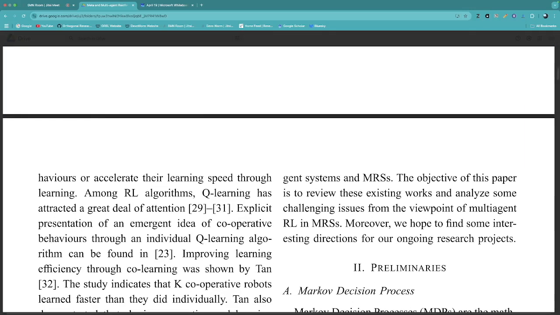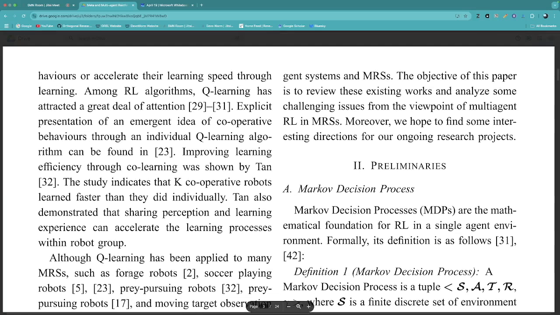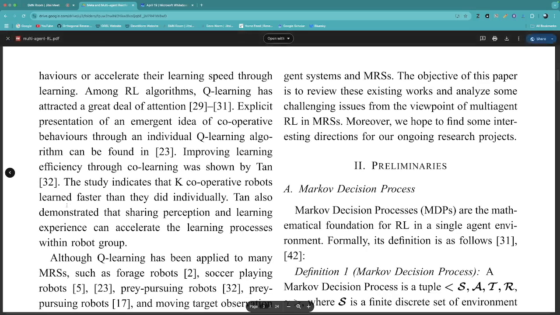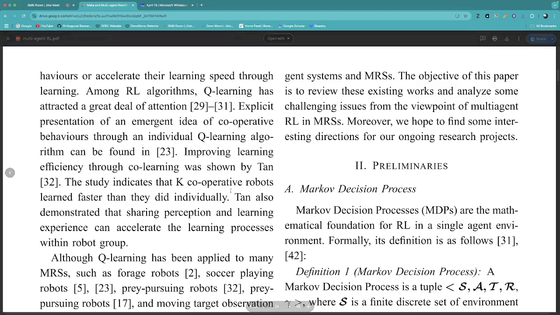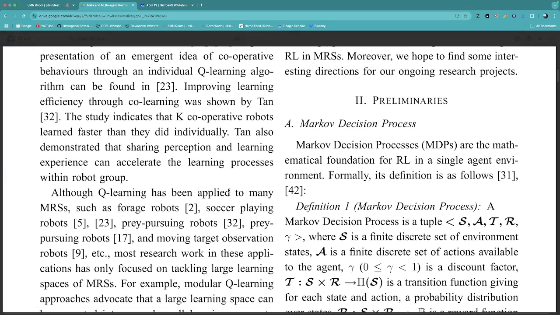Among reinforcement learning algorithms, Q-learning has attracted a great deal of attention. There's also this idea of cooperative behaviors through an individual Q-learning algorithm, improving learning efficiency through co-learning, and K-cooperative robots learn faster than they did individually using this method. Basically, when you're using these collective cooperative behavior approaches, you're sharing perception and learning experience, and that can accelerate the learning process within the robot group.